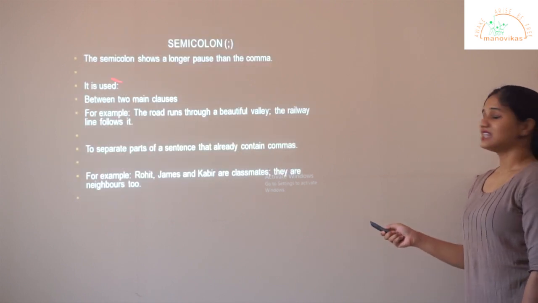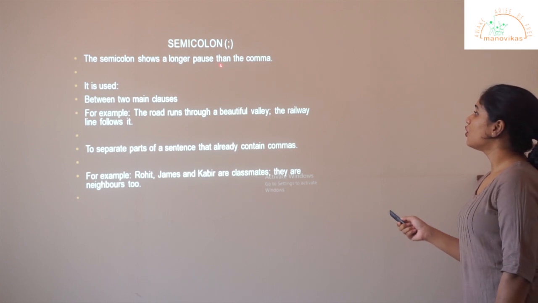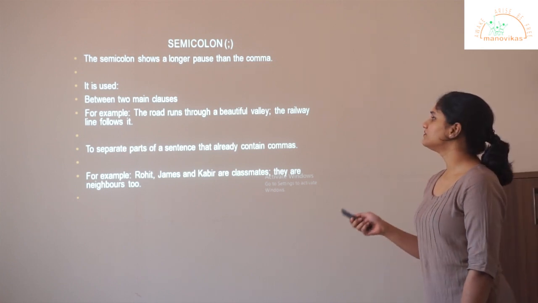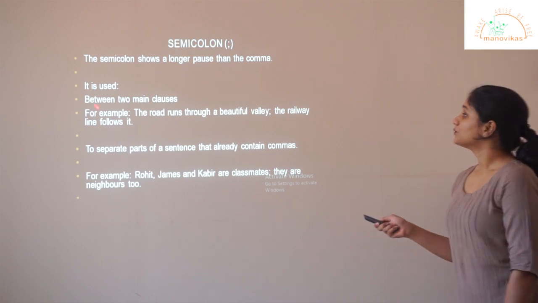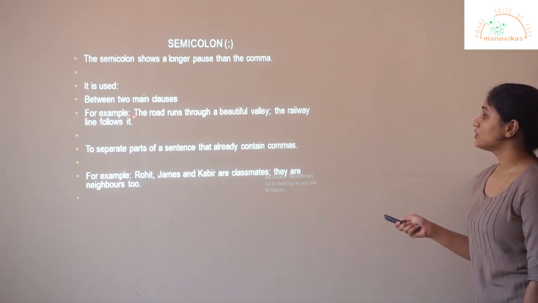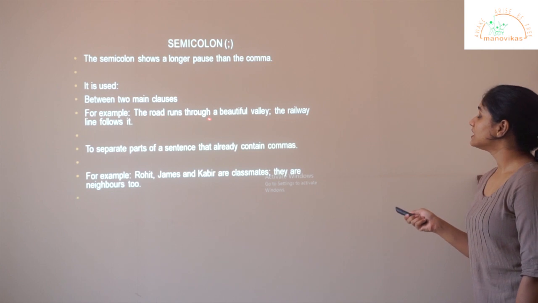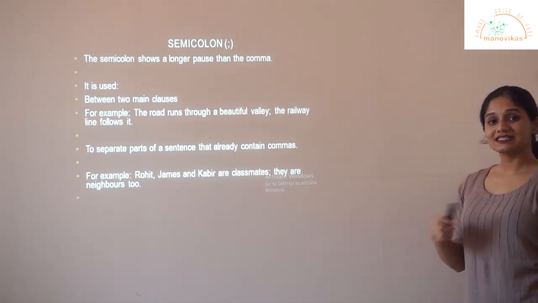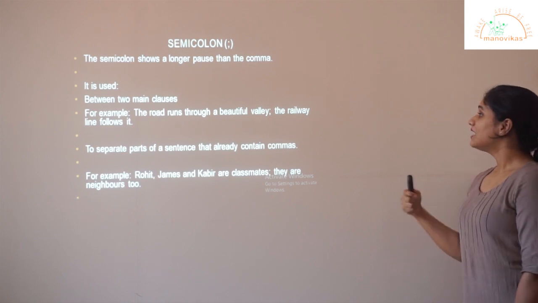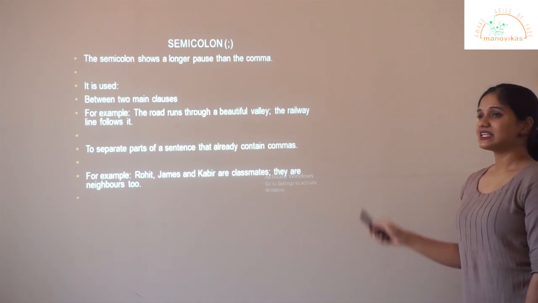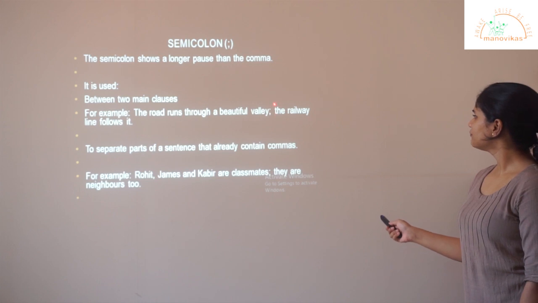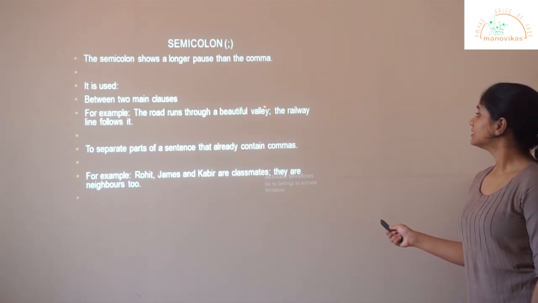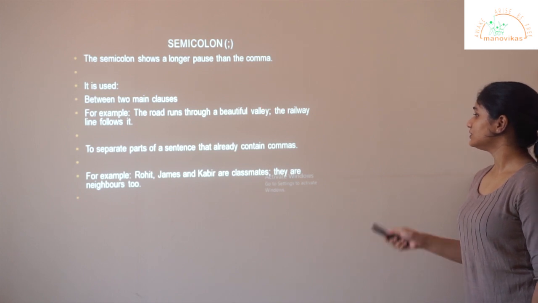Alright, the semicolon. Now the semicolon is something that shows a longer pause than the comma, but is occasionally used in much the very same way. It is used between two main clauses. For example, "The road runs through a beautiful valley; the railway line follows it." You can see that the two of them are main clauses by themselves, they can function by themselves, but for the need of shortening a sentence, or adding one idea to another, a semicolon can be used.